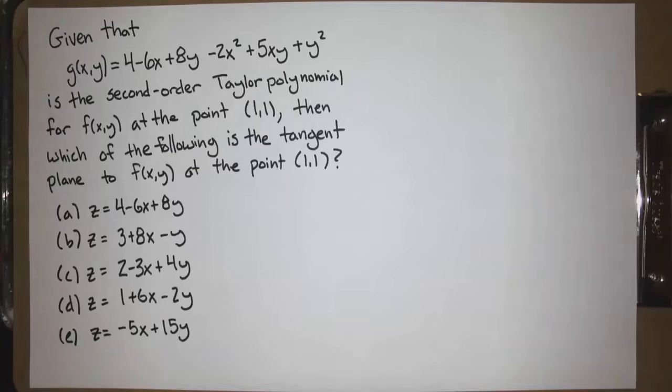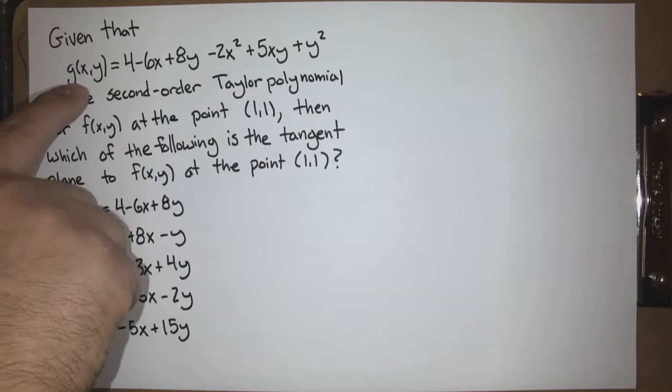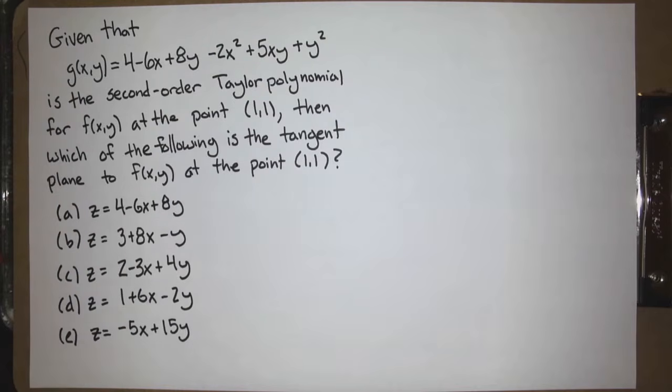We can start with our warm-up problem, which is a really good reminder of what we talked about last time. We're given that g of x,y is 4 minus 6x plus 8y minus 2x squared plus 5xy plus y squared, the second order Taylor polynomial for this function f of x,y at the point (1, 1). Now, we do not know what f is. We know that g is the second order Taylor polynomial for f, but we don't know what f is.